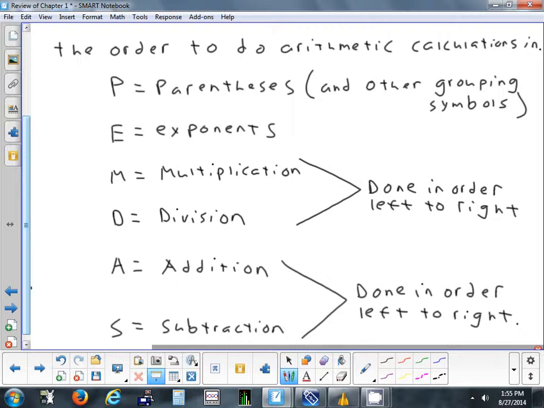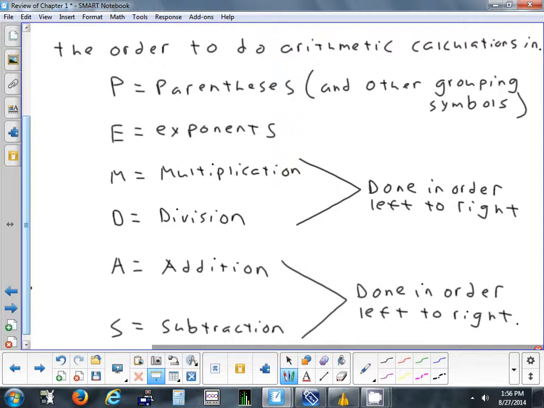Okay? And along with your parentheses too, if you see a bracket, that's also a grouping symbol. In general, any parenthesis, bracket, even if you see a fraction bar is a grouping symbol. Generally, when I have a fraction, I simplify the top of it first, then I simplify the bottom of it, using the rules we put right on the board.